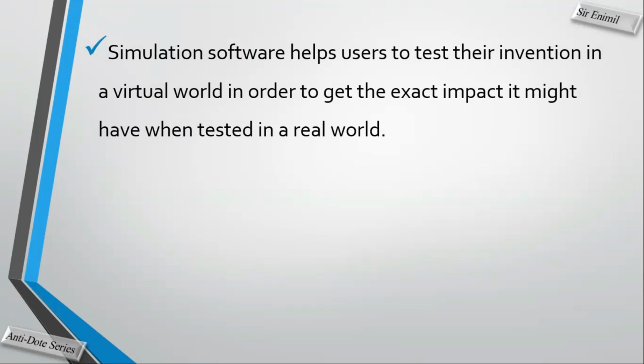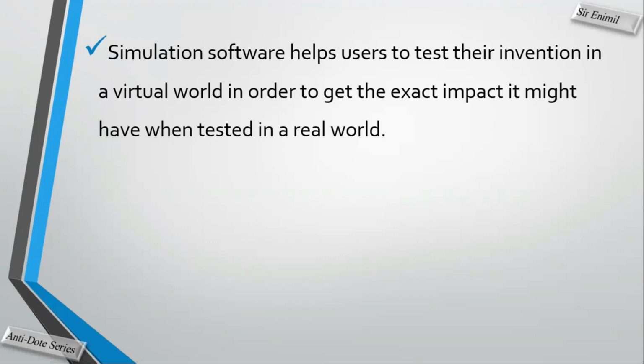So simulation software, see, when you create something, you invent something, and that's something human beings are going to use, it's only fair and proper that you test it very well just to know the exact impact. So let's say that you invent a car. Human beings are going to use this car, and you don't want to cause death of people. So to avoid that, you have to test the car in a simulation software. It makes it look like it's a real world thing, but it's not in the real world.